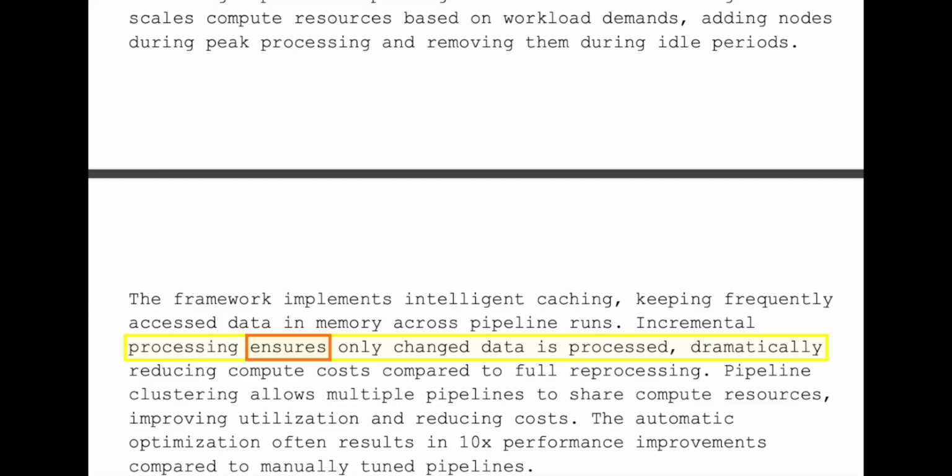Incremental processing ensures only changed data is processed, dramatically reducing compute costs compared to full reprocessing. Pipeline clustering allows multiple pipelines to share compute resources, improving utilization and reducing costs. The automatic optimization often results in 10x performance improvements compared to manually tuned pipelines.